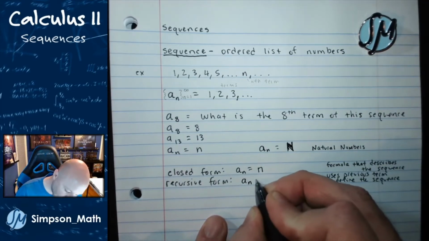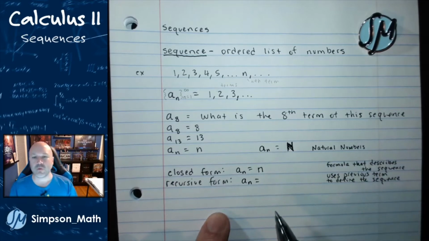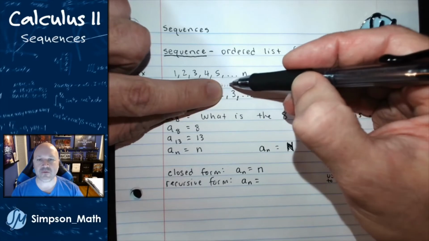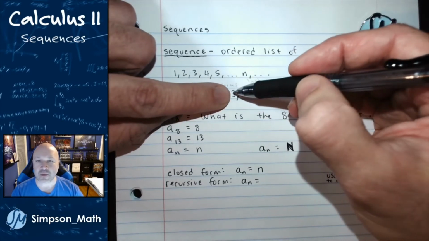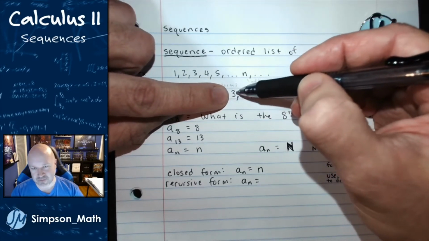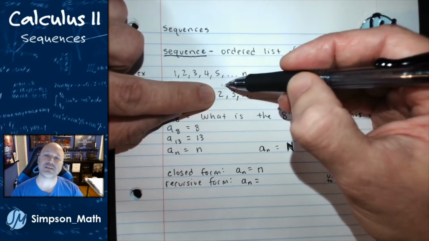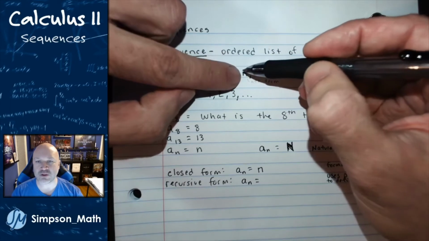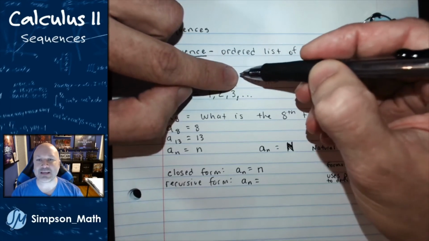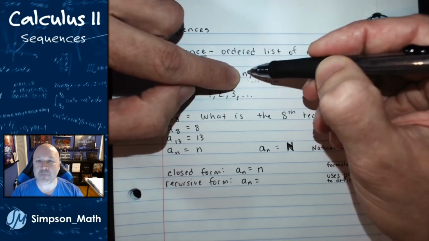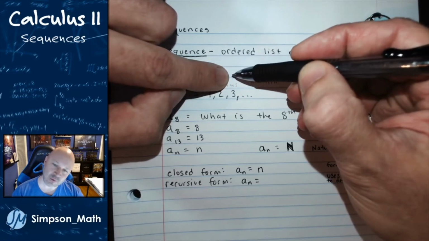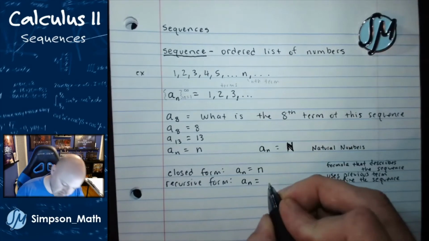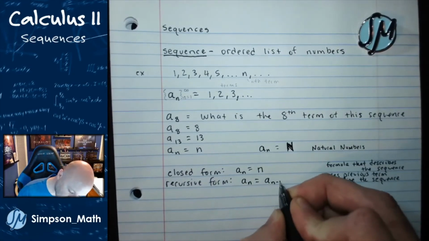So a sub n, well, let's use this 3. How did I get 3 from 2? So a sub 3 would be the a sub 2 plus 1. So now I'm going to go in more generic form. A sub n would be the n minus 1 term plus 1. Write that down and then let's see if that makes sense to you.